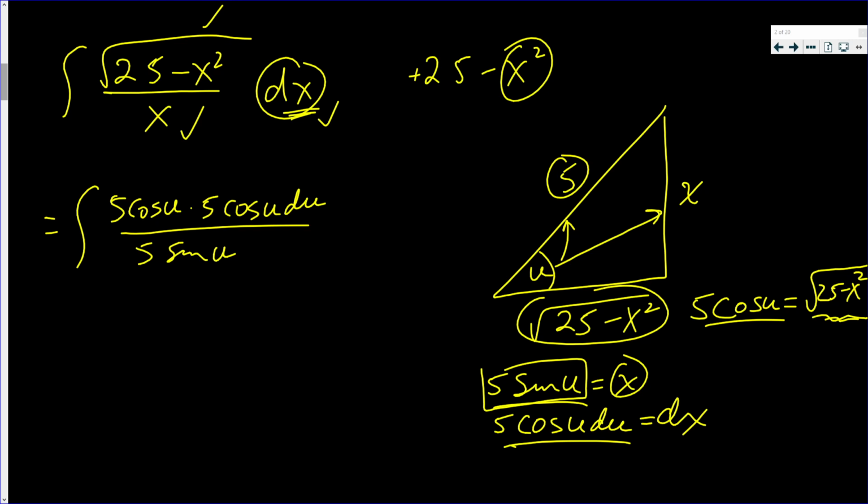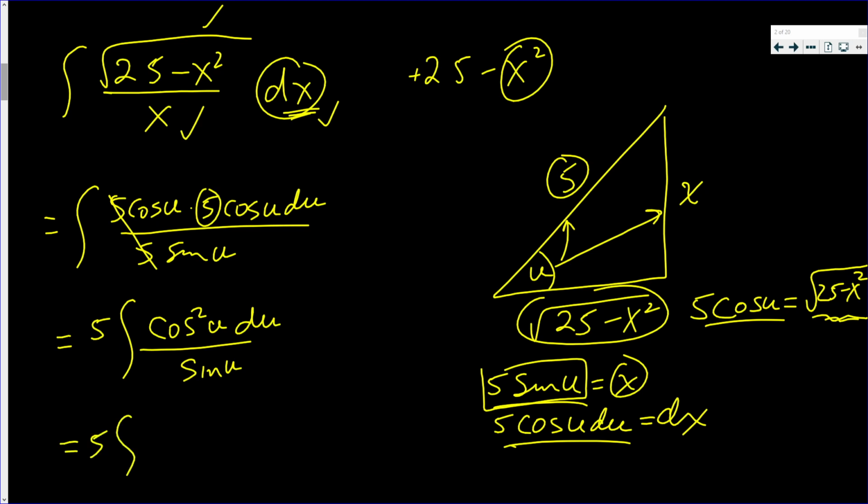I'm going to make sure I have everything right. Sure looks right to me. Okay, so those cancel out. I can bring this 5 in front. I have 5, the integral of cosine squared u du over the sine of u. So what I would do here is I'd call cosine squared u 1 minus sine squared u du, all over sine of u.